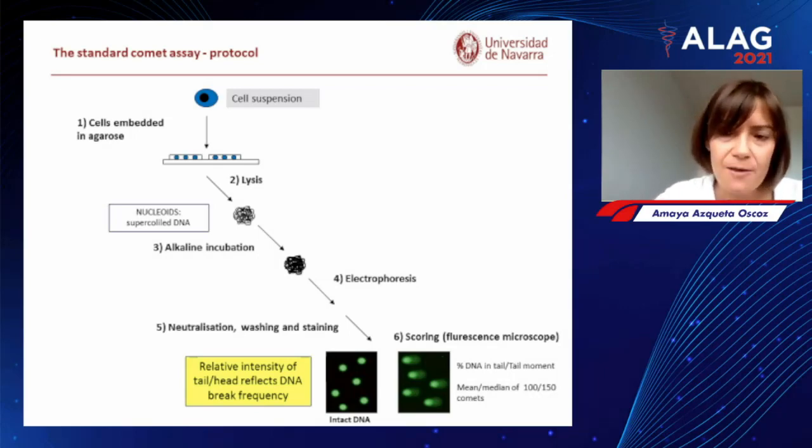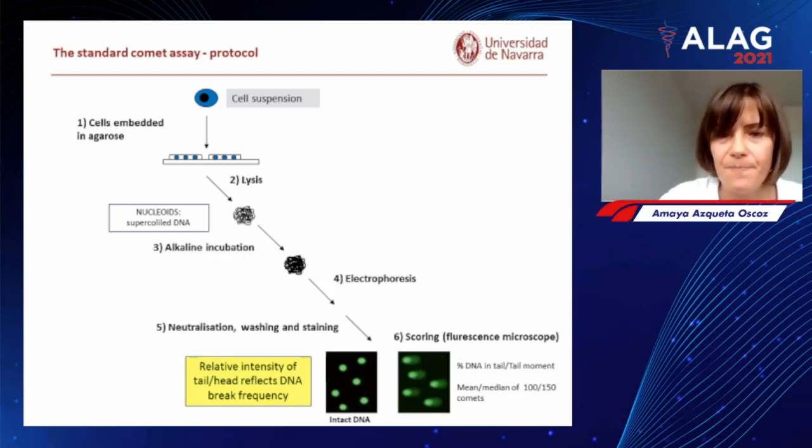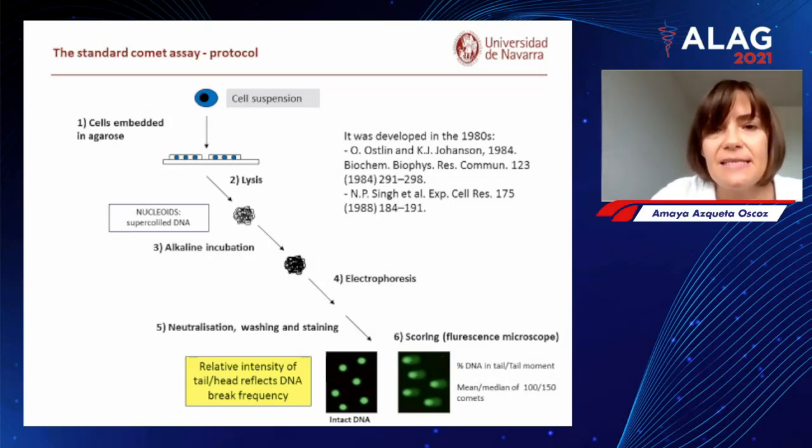And this software calculates different parameters per comet. The most used parameters are the percentage of DNA in tail and the tail moment. This is calculated per comet. Then the mean or the median of 100 or 150 comets is calculated, and that number represents the sample. This assay was described in the 1980s by Ostling and Johanson in Sweden and by Singh and collaborators in the United States.